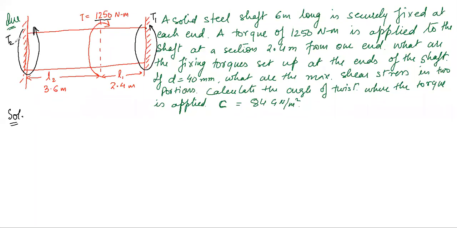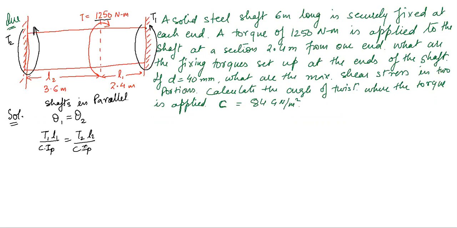Now let's first understand: a torque is acting in between a shaft at a distance of 2.4 meters. It means the angle of twist generated in the sections of 3.6 and 2.4 is the same. That means this is a case of shafts in parallel. When I say shafts in parallel, it means theta 1 and theta 2 should be the same. So we can write T1 L1 by GJ, that is CIP, equals T2 L2 by CIP.